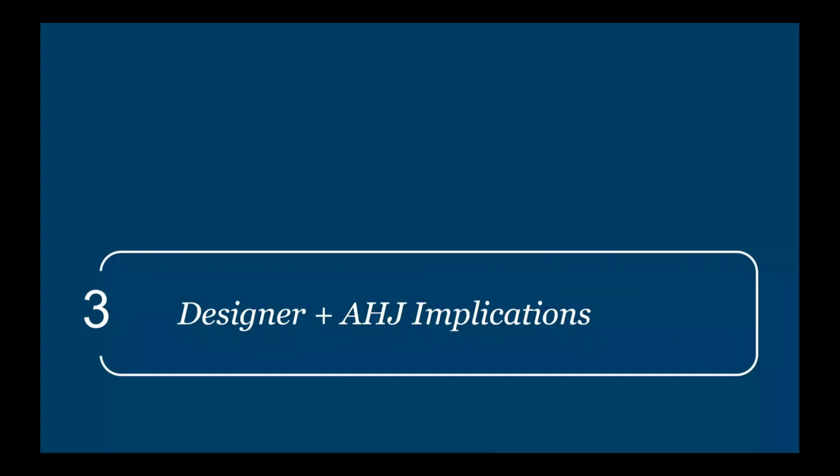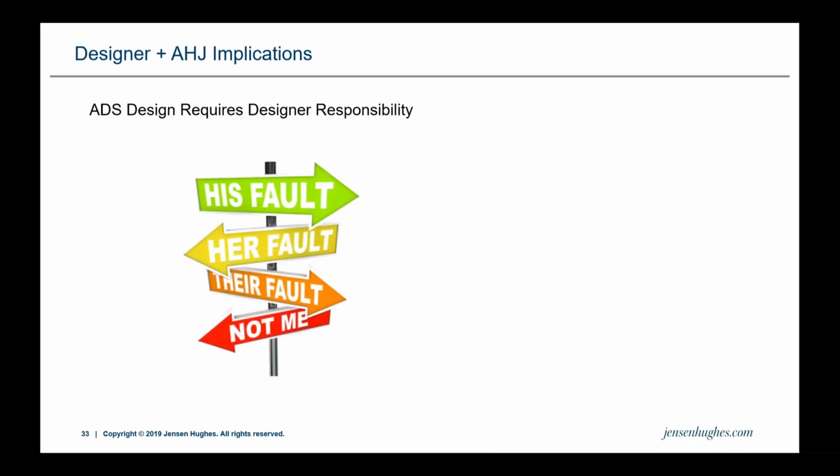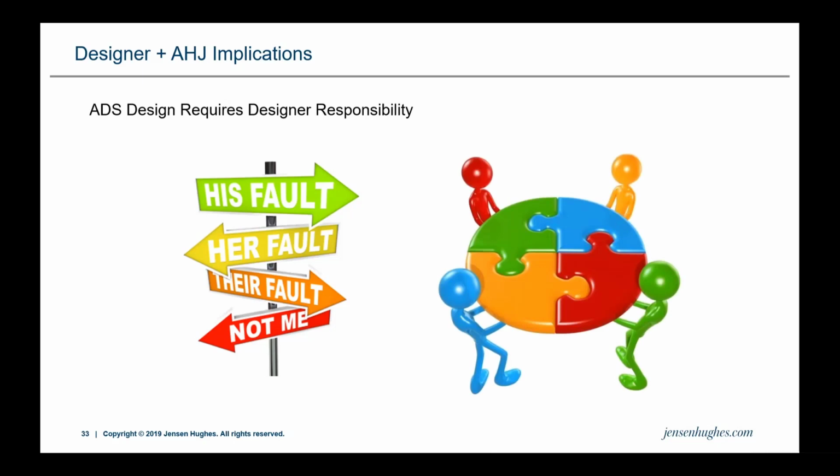All right, well, let's see how a designer can really put into practice what we just learned and what that would mean for the authority having jurisdiction who's going to review this design. Now, a quality ADS design requires a designer to take responsibility for all of the factors we've talked about so far. A designer can either pass the buck or figure out a way to put the pieces together to take responsibility for his or her design. So again, let's look at a few practical ways to show designer responsibility and how this might affect what happens with the AHJ.